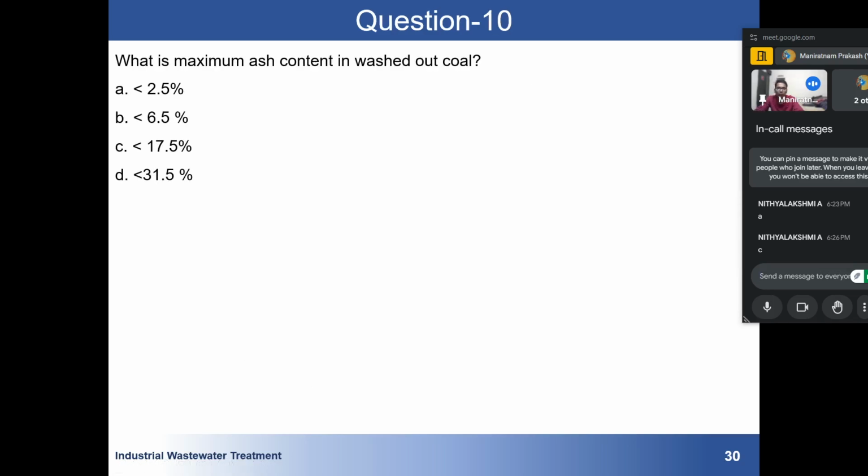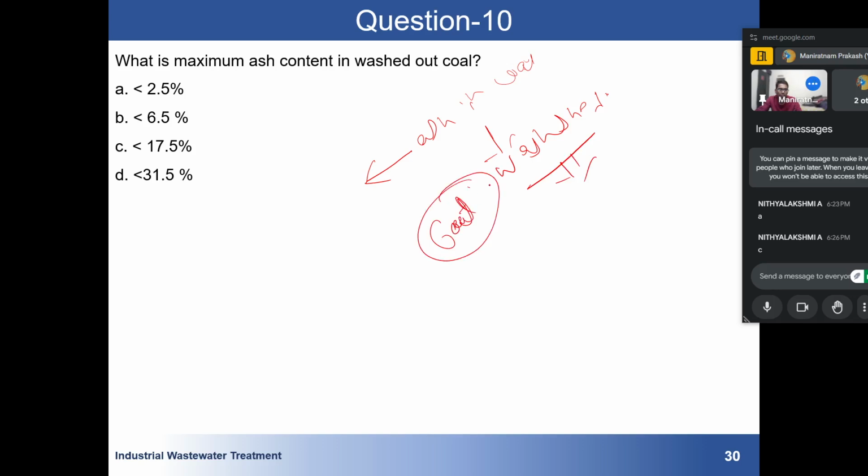Question number 10. What is the maximum ash content in washed coal? So we have seen what the ash content in Indian coal is. Now once it is washed, can anyone say what is the amount of ash content? Coal is washed. Okay? Can anyone say?